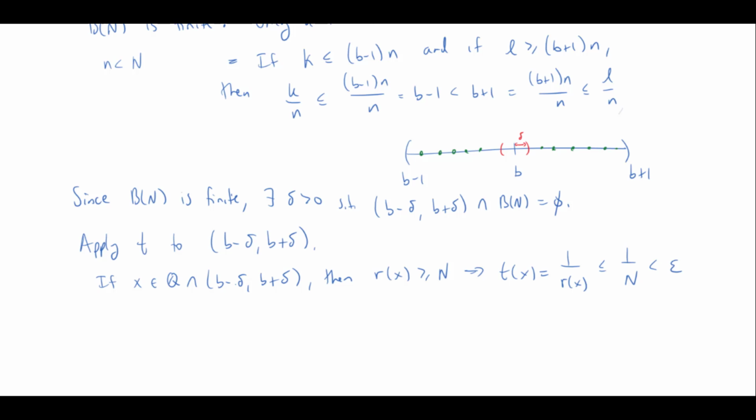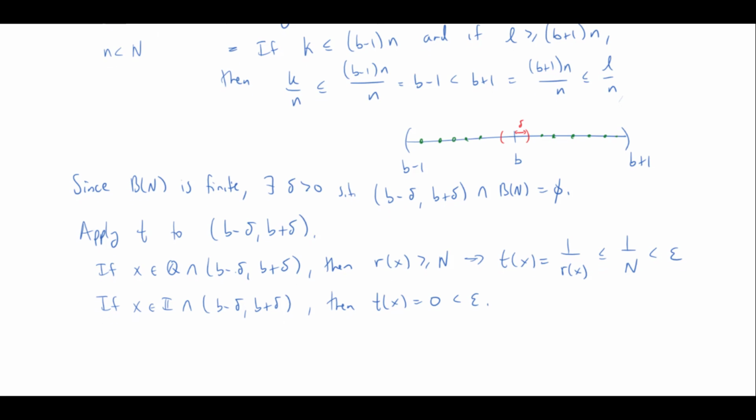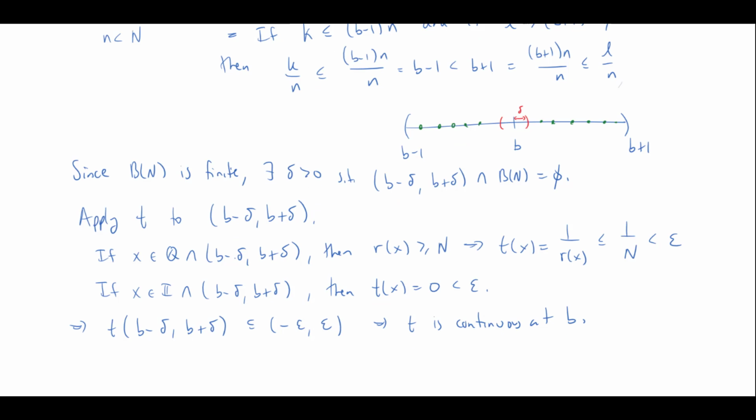Now that's if x is rational. What if x is irrational? Well, that's the easy part, isn't it? If x is irrational, then t of x is equal to 0, which is certainly less than epsilon. So what we can conclude is that if I apply t to this B coin of radius delta, it completely lies between negative epsilon and epsilon. In fact, it lies between 0 and epsilon, right? But this is good enough. So this implies t is continuous at b.